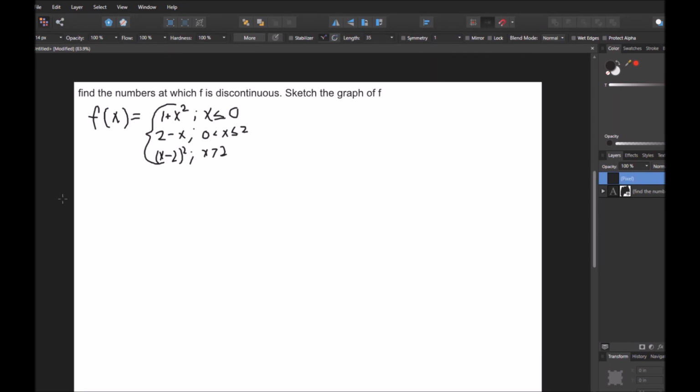Okay, so in this next problem we are asked to find the numbers at which f is discontinuous and then to sketch the graph of f. What I'm going to do is sketch the graph of f first, and then that's going to allow us to see where f is discontinuous much easier, I think. So I'm just going to draw a rough graph here, and I'm going to mark out my points here.